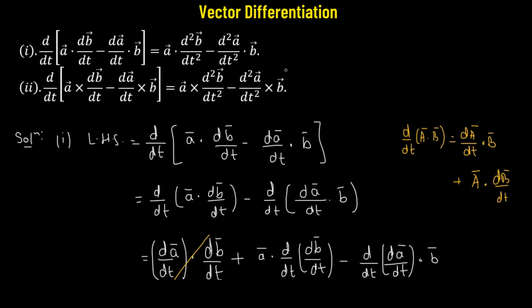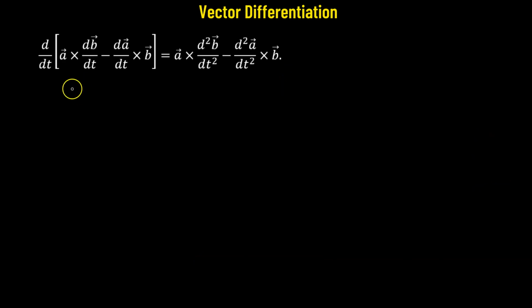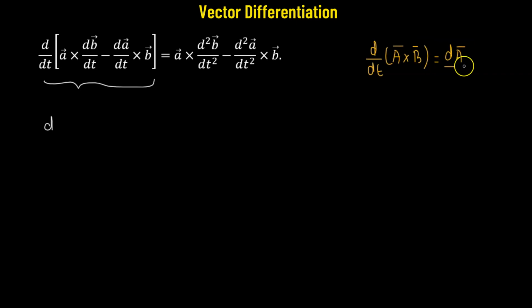So let's prove part 2, proceeding in the same way as the previous problem. We'll start from this particular side. Let me write down what we will do here. If we have the derivative with respect to t of the cross product of the vectors A and B, this will be dA by dt crossed with vector B plus vector A crossed with the derivative of vector B with respect to t.